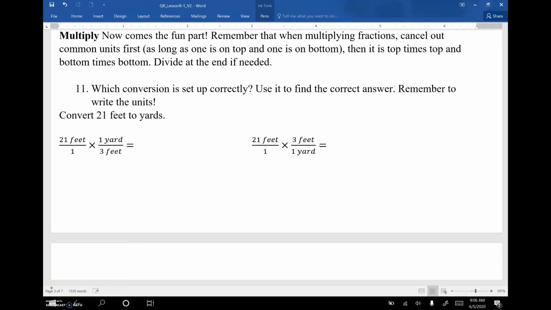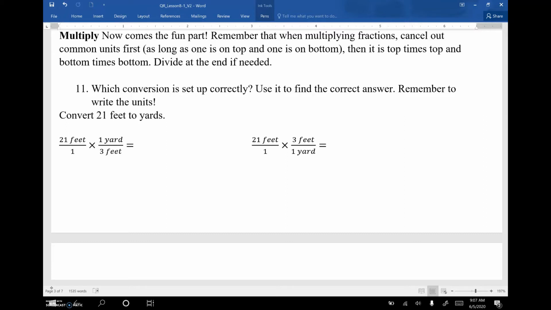We are continuing our lesson on Lesson 8.1, Dimensional Analysis, and now we're at the multiplying stage. This is kind of the fun part, I think, to actually multiply it out. Remember that, as we said before, if you have the same unit on top and on bottom, then they cancel out. So in 11, we've kind of already done this, but which conversion is set up correctly? Use it to find the correct answer. Remember to write units. Units are so very important for this lesson.